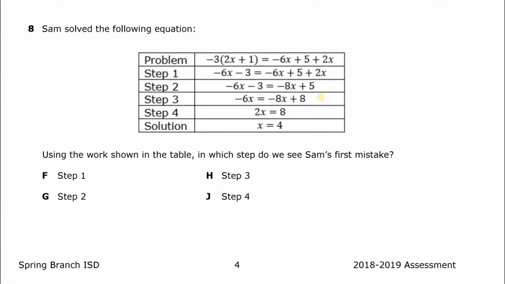Number 8, Sam solved the following equation. Where do we see the mistake? We just work our way through the problem. -3 times 2 is -6. -3 times 1 is -3. So that's fine. That's fine. All this just got brought down, so all those are fine. On the next level, we see this was brought down, this was brought down, so both those are fine.